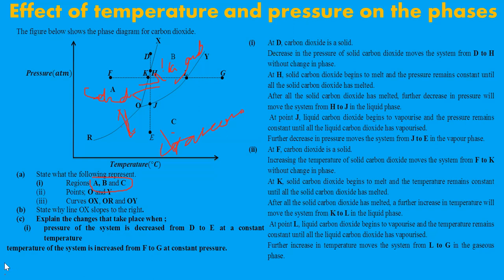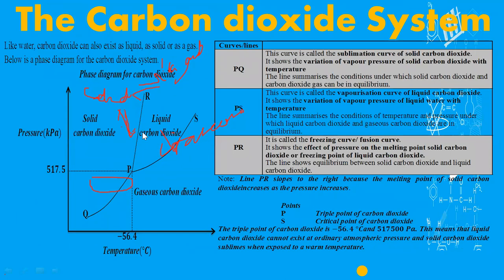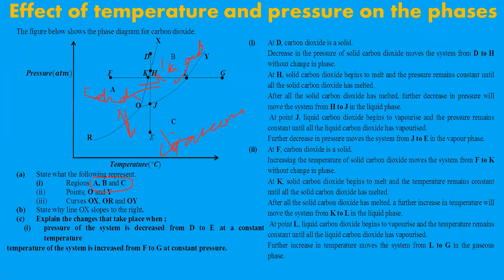So if I take you back, this curve here, OR, is the freezing curve. The liquid changes to solid by freezing. That's why we call it the freezing curve or the fusion curve. Then this curve here shows equilibrium between a liquid and a vapor. You know that vapor changes into liquid by condensation, or liquid changes into vapor by vaporization. So this becomes a vaporization curve. I think it's now clear to you. Yeah, I'm picking it up. Okay.